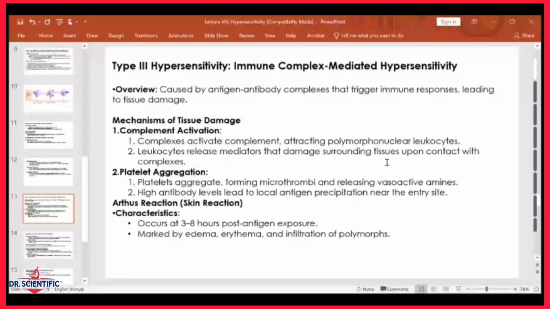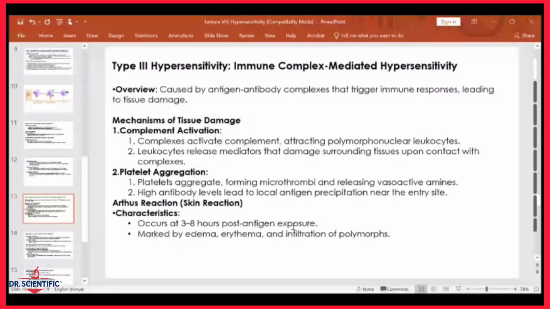So what is the mechanism here? There is complement activation. Complement, of course, is activated, and once complement is activated, it attracts polymorphonuclear leukocytes, and these leukocytes are going to release mediators, and these mediators are able to damage the environment where they are. That leads to platelet aggregation, and once the platelets aggregate, there's going to be marked damage within the site of injury.